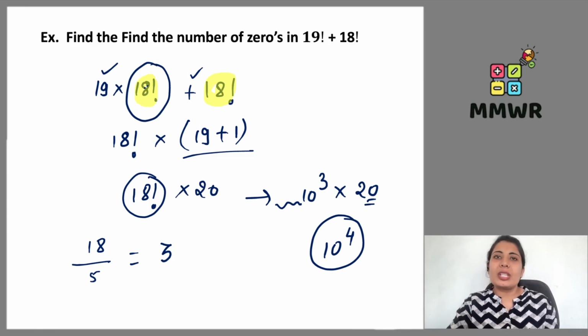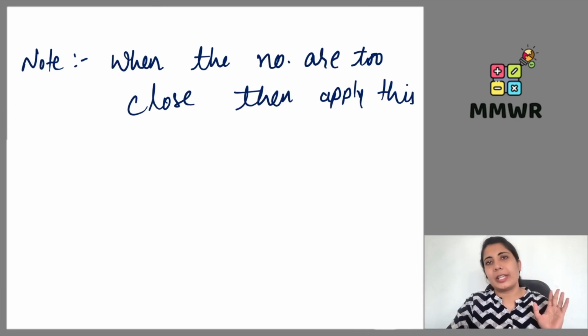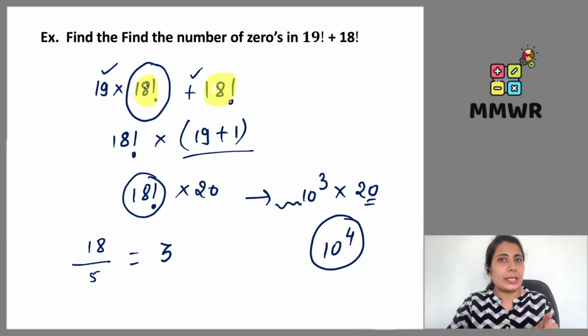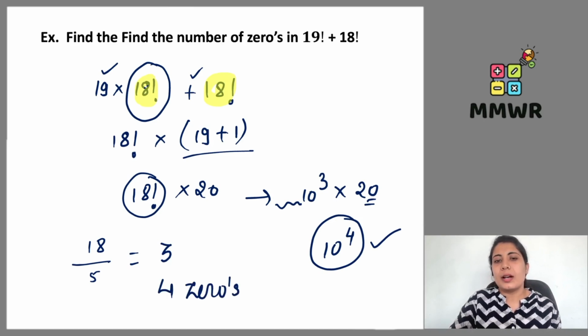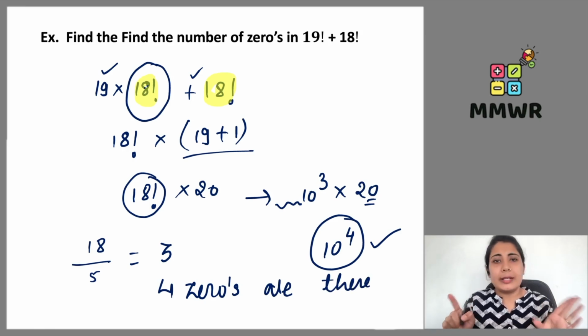So minimum number of zeros, wherever it is, that will be our final answer. According to this, we have to do it logically. Why? Because the numbers are too close. So total 4 zeros are there, 4 zeros are there, not only 3. I hope you are clearly understanding it, right? I hope it's clear.